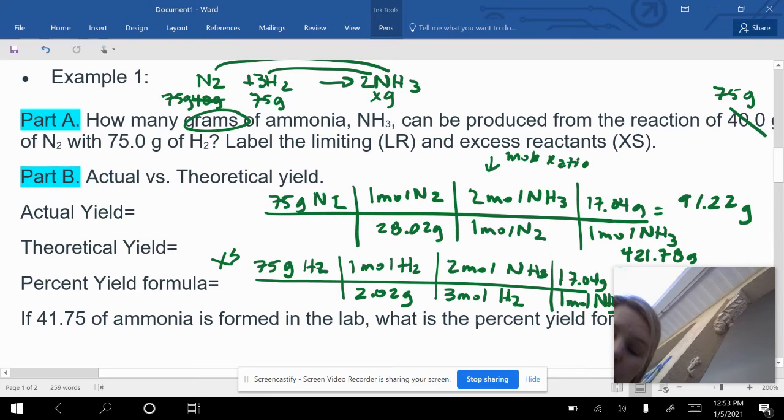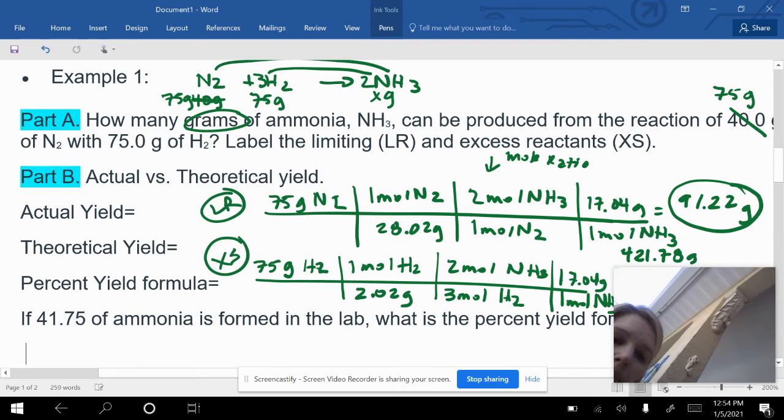That means some will be left over. Once we make 91.22 grams, the nitrogen's all gone. So that's why the nitrogen is our limiting reactant. Okay, so that's how it works. So you look at the 2, whichever one gives you the lower value, that's the limiting reactant because it produces the least amount of product. Okay.